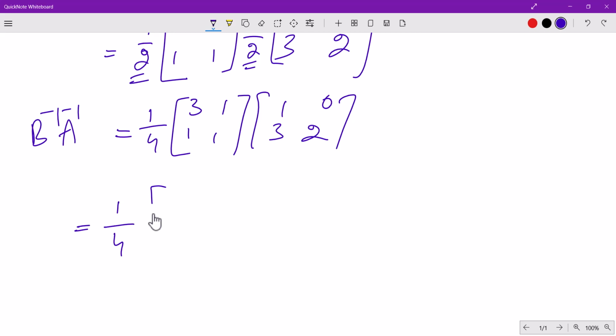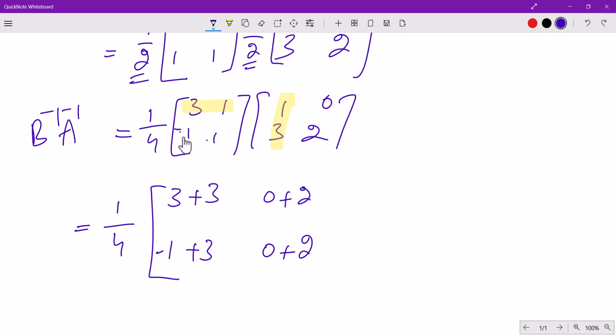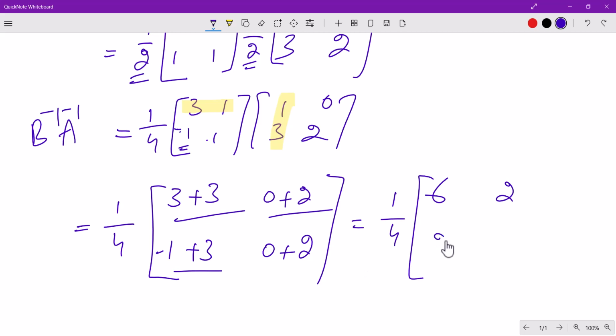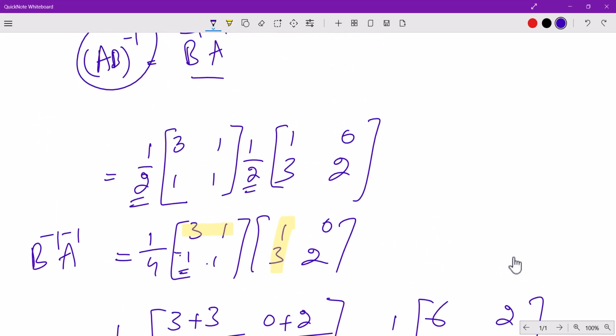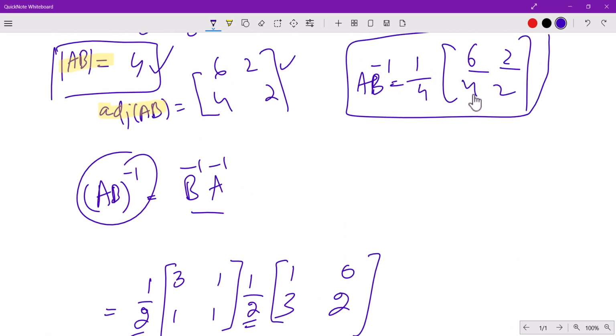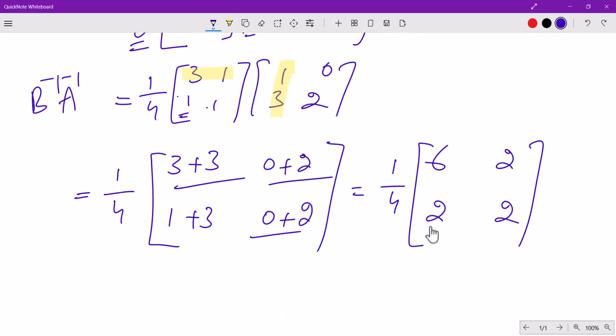Matrix multiplication is simple, row and column: 3 multiply 1 is 3, 1 multiply 3 is 3, 3 multiply 0 is 0, 1 multiply 2 is 2, and so on. Finally we get 1 divided by 4 times 6 2 4 and 2. So the final answer is 1 divided by 4 times 6 2 4 and 2.